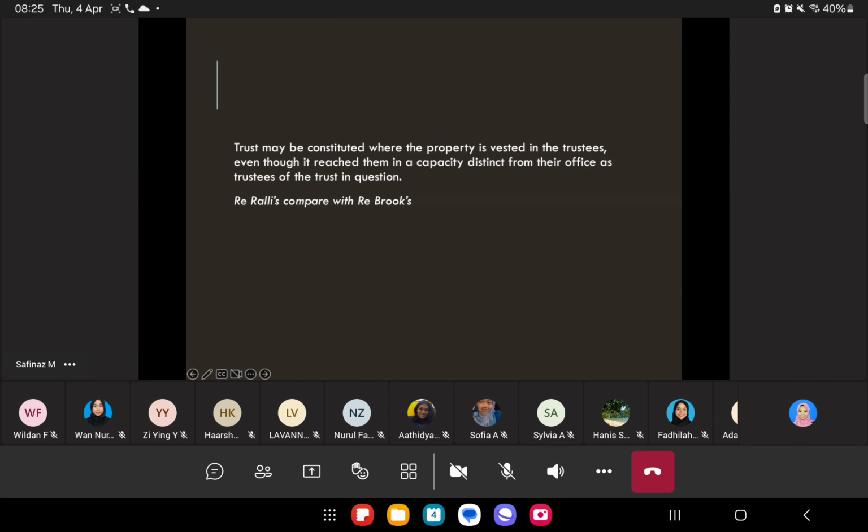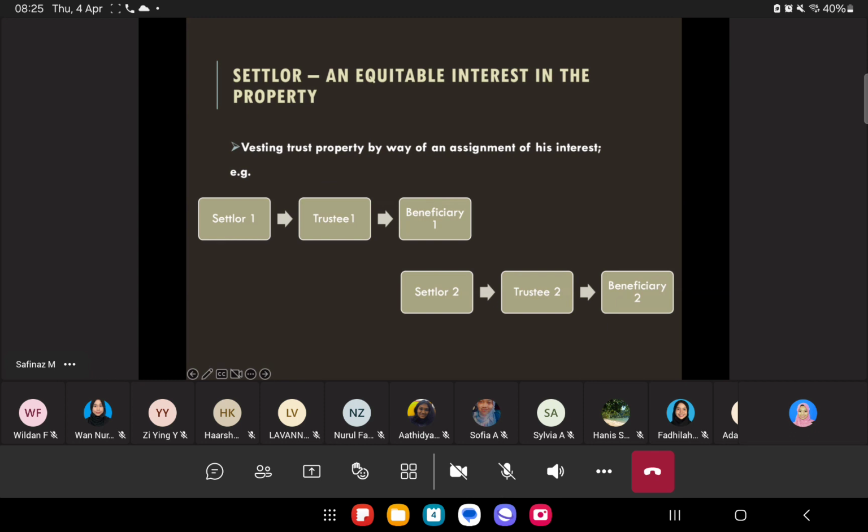Okay, so ini yang dimaksudkan the property is vested in the trustee even though it reached them in a capacity different from the office. Maknanya mungkin trustee number 2 ni cakap, oh saya dah memang trust property tu dah memang ada kat saya, tapi saya dapat trust property tu in my capacity as trustee for the first trust, not as trustee for the second trust. So what will happen then? Okay.